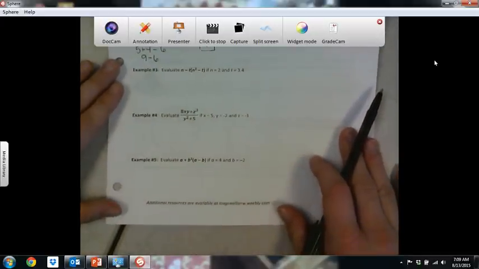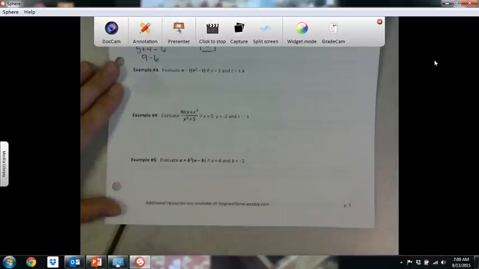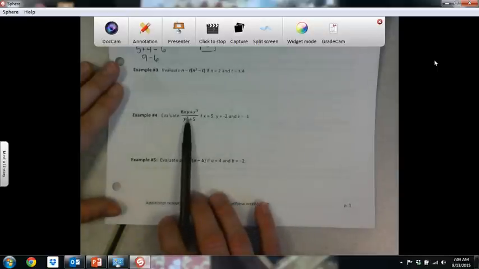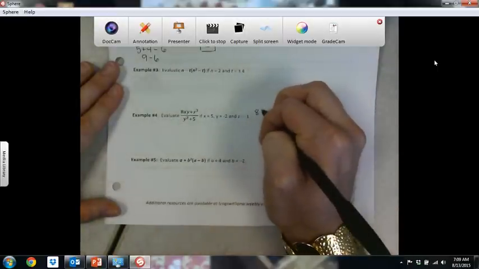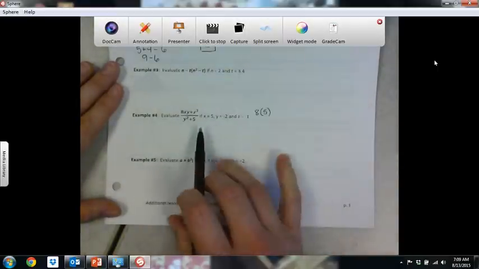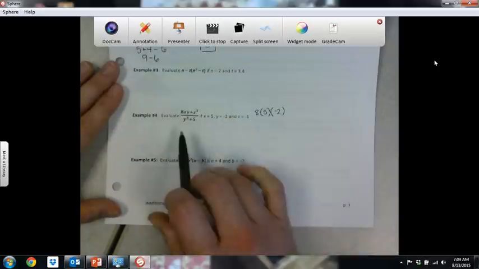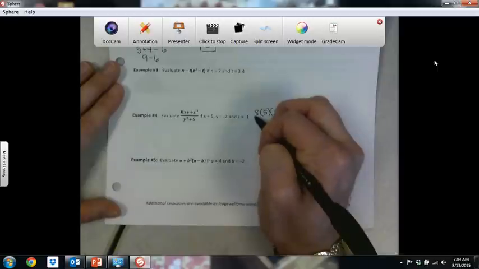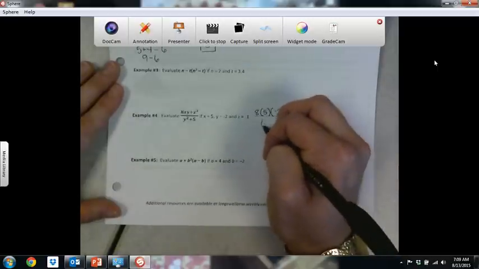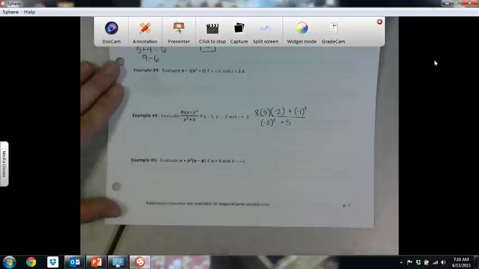For example number 4, it asks us to evaluate this expression, and this one's a little bit more complicated than the ones we've seen before. So I'm going to do the same thing I did before. I'm going to do my work over here to the side. I'm going to say 8 times 5, which was my value for x, times negative 2, which was my value for y, plus negative 1 to the third, all over negative 2 squared plus 5.